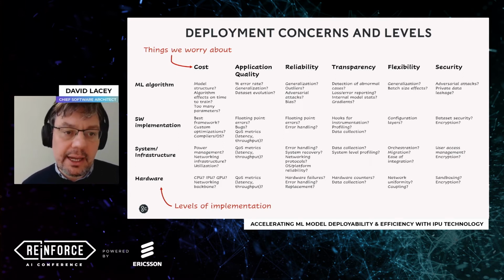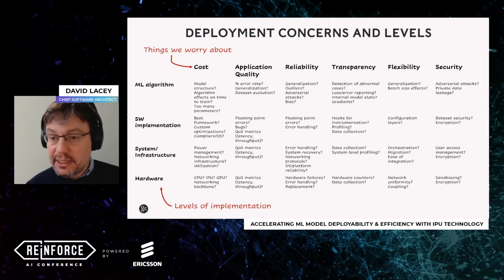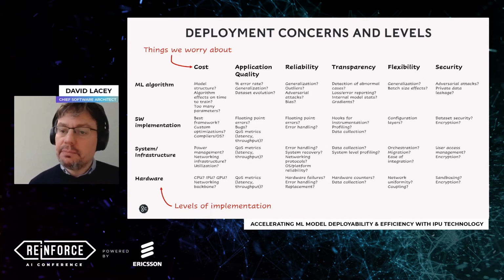For example, if we were looking at the application quality at the algorithm level, we'd be thinking about what's the percentage error rate in our model, how does it generalize, are we applying the right data set, how is that going to evolve over time, and so on. But as you go down the stack, in the implementation part of the stack you might be thinking about floating point errors, about floating point range, and then about quality of service metrics like how quick is latency, what's my balance between latency and throughput in inference, and so on.